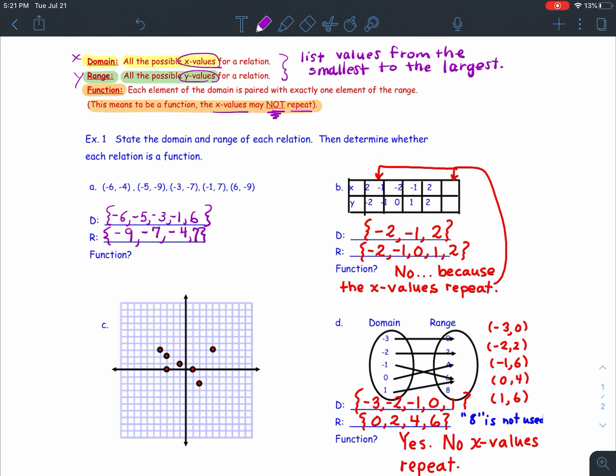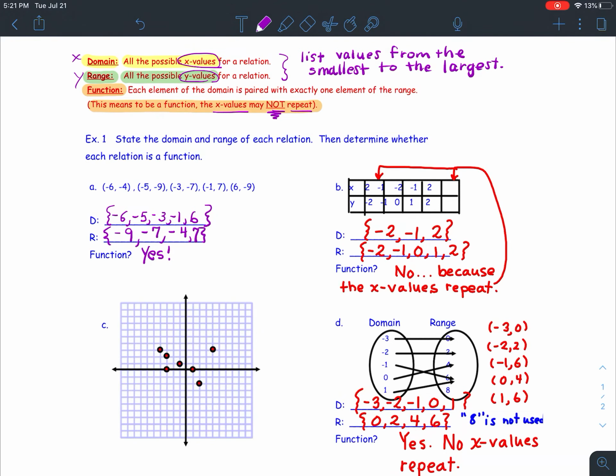Okay, now recall when we say yes or no, whether this is a function, we're only looking to see did any of the x values repeat themselves? And the answer is no. So since the x values did not repeat themselves, we're going to say yes, this is a function.